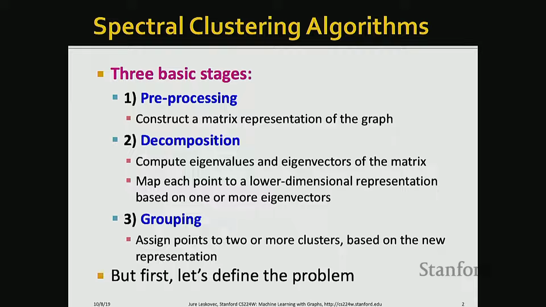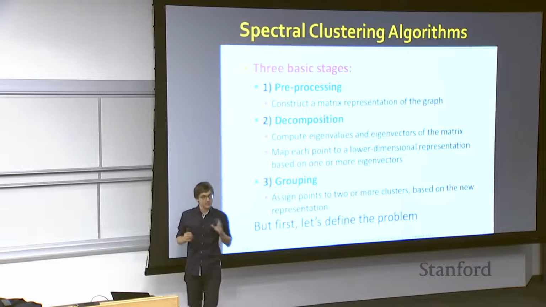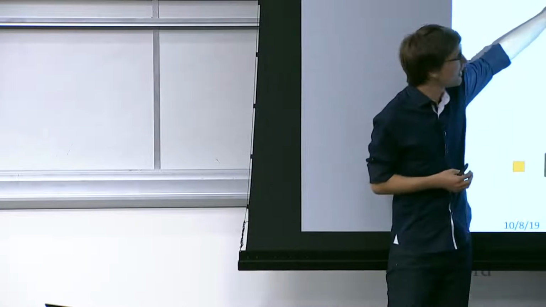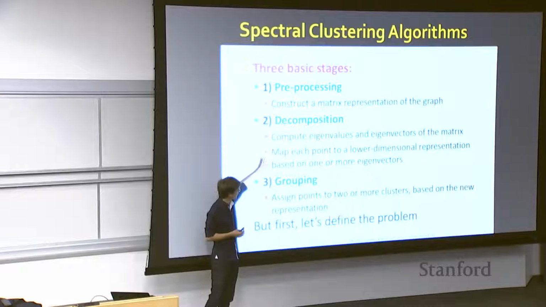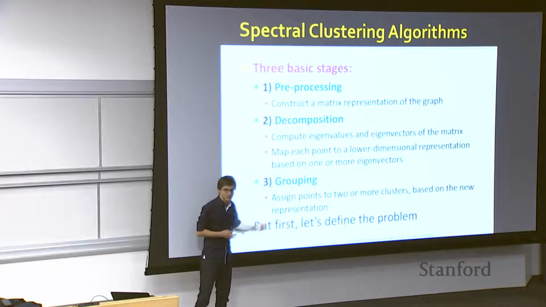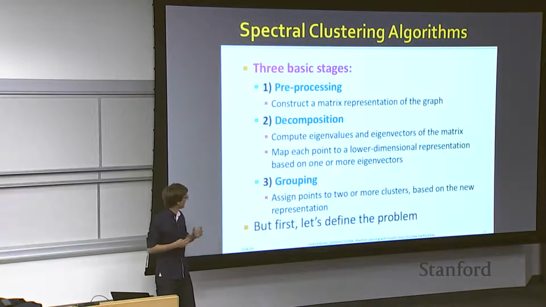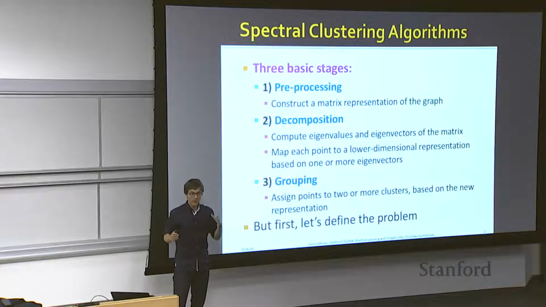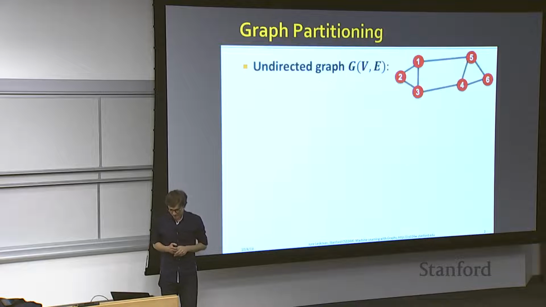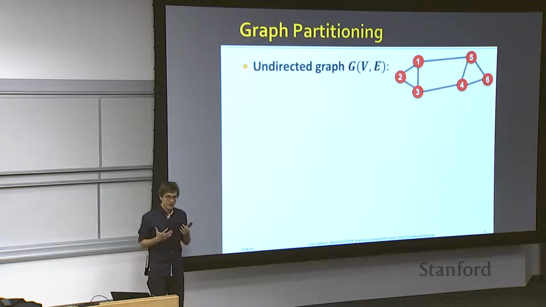First, we will do what we call pre-processing. Then we will do decomposition, where we will compute some eigenvectors and eigenvalues of some special matrices. And then based on these eigenvector representations, we will do some kind of grouping. So that's how the lecture will go. But first, we will define a few concepts before we are able to go through these 3 steps.